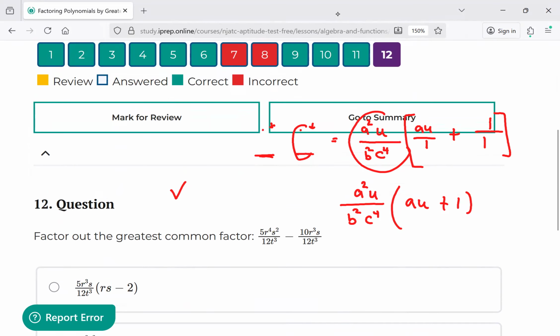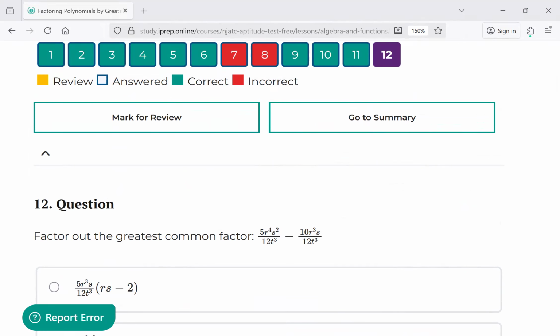So it's always the last ones that are the more difficult ones. Okay, so let's look at question 12.